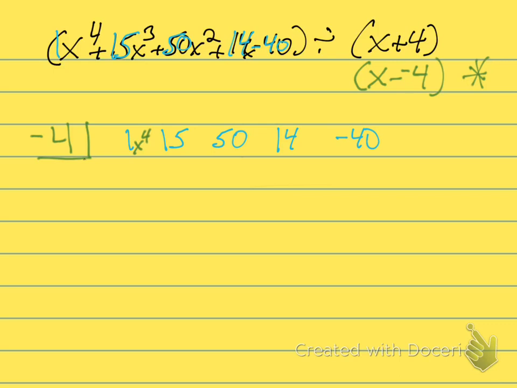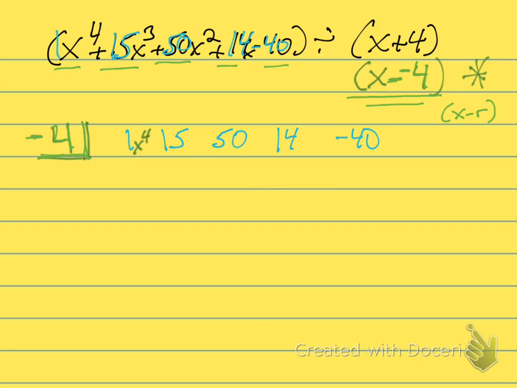Our polynomial is x to the fourth plus 15x cubed plus 50x squared plus 14x minus 40. This is going to be divided by the binomial x plus 4. We're going to rewrite the binomial in the form of x minus a number, and we do it like this for synthetic division. This tells us that x minus -4, we're going to use that -4 up here outside for our synthetic division.